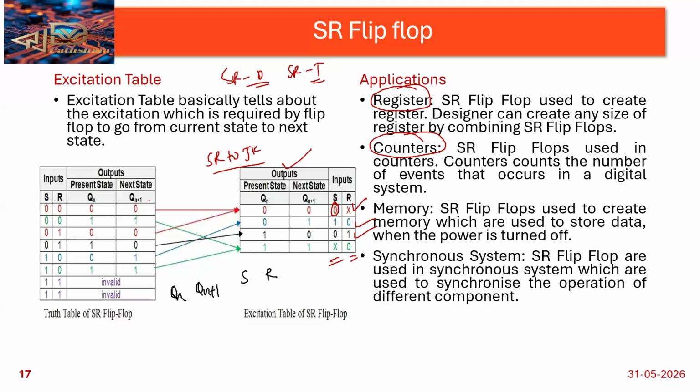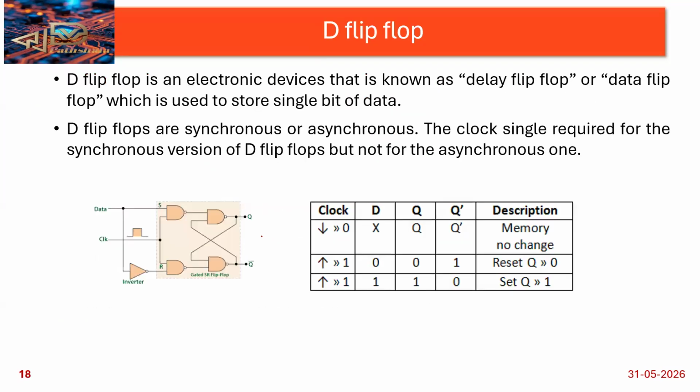From the characteristic table, the excitation table is obtained. The characteristic table is obtained based on the truth table. The truth table defines the operation of your flip-flop. The characteristic table defines the behavior, and the excitation table tells you the conversion of one flip-flop to another flip-flop. Clear?